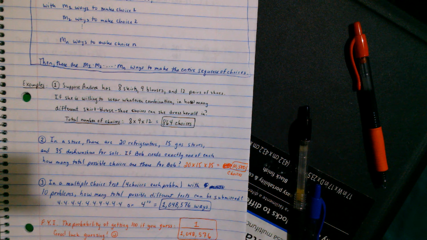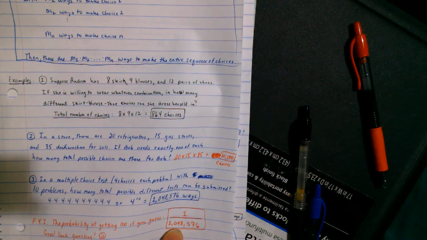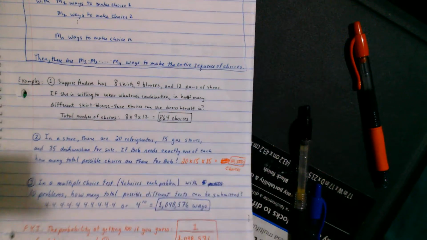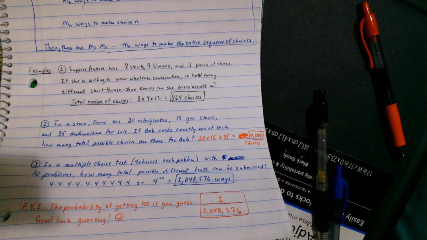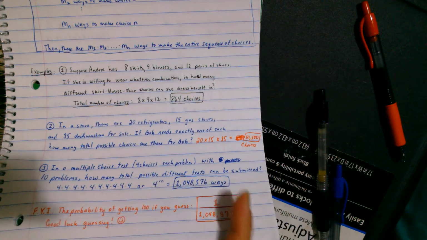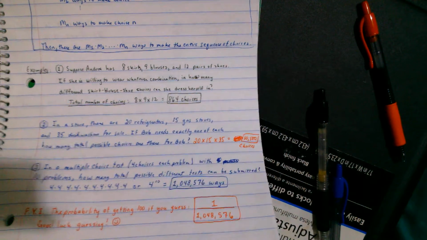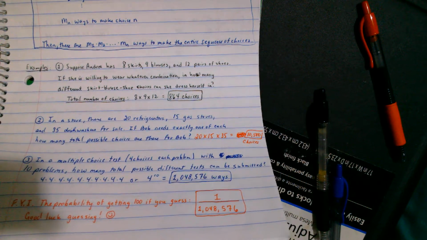It's crazy. But people make educated guesses, or they study and push the odds in their favor. So the probability of getting 100, if you guess, is 1 out of 1,048,576 choices. Good luck guessing. There's only one way you can get 100, by getting them all right, divided by the total number of ways. So those are your odds of getting 100 on a 10-question multiple choice test if you guess. Yeah, good luck.